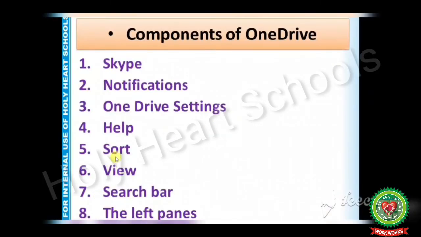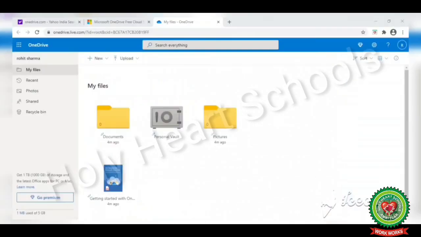Next is sort button. Again, on the right side, we have a sort button. Just click on the drop down arrow of this sort button and you can sort your files and folders on the basis of their name, date modified, and size. You can select any option.